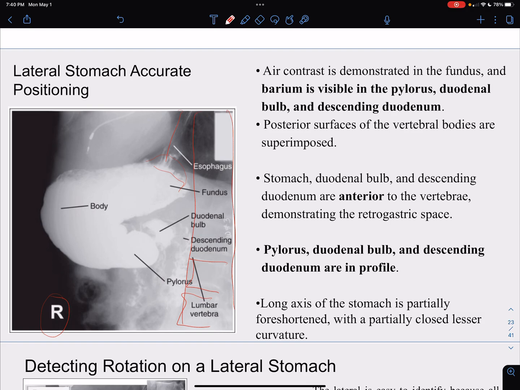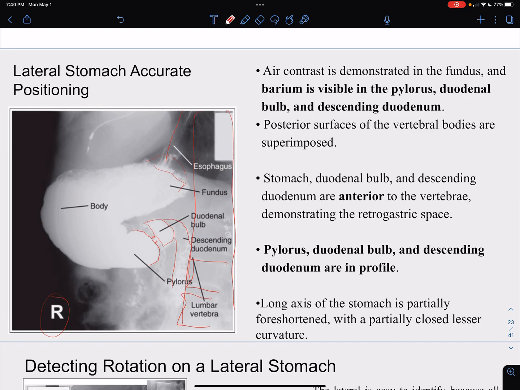The posterior surfaces of the vertebral bodies are going to be superimposed. Again, we really don't see them right there, but that's technically criteria for if we were doing a lateral anything. The stomach and duodenal bulb and the descending duodenum are anterior to the vertebrae, so that's a key factor too. So we have everything anterior to the vertebrae. You see our duodenal bulb. This is a really good view of the pyloric sphincter right here. You see the pyloric sphincter, and it's emptying through, and then we're seeing the descending duodenum right here.